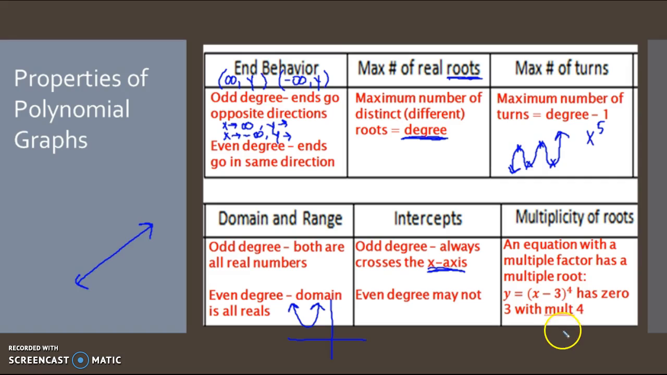And then multiplicity of roots. So an equation that has a multiple factor has a multiple root. So for example, (x - 3)^4 has an x-intercept at 3, but with multiplicity of 4, because it's there 4 times. All right, so we'll keep that in mind when we're looking at our polynomials.